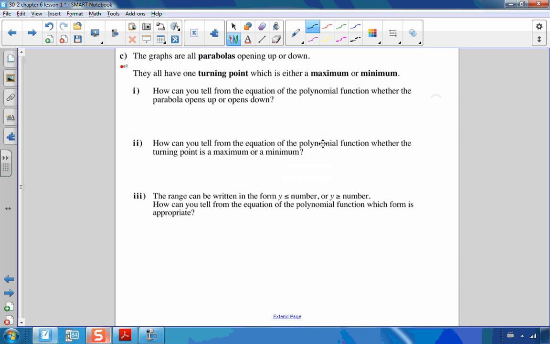Okay, so parabolas can open up or they can open down. And they all have one turning point, and that turning point is a max or a min. So how can I tell just looking at the equation if it has a max or a min? Well, if I look at the leading coefficient and it is positive, it opens up.